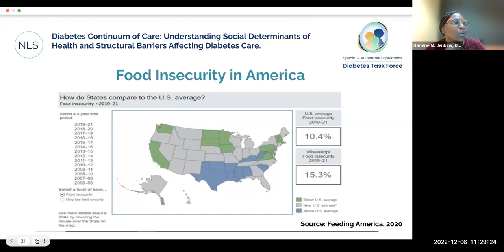I put the source here, Feeding America. You can go in and access this map. You can see your state. They also have one for the county. So it really is important as you look at food insecurity in America, just to understand where food insecurity is, as well as how it projects in your state, as well as in your area and county. Next slide, please.